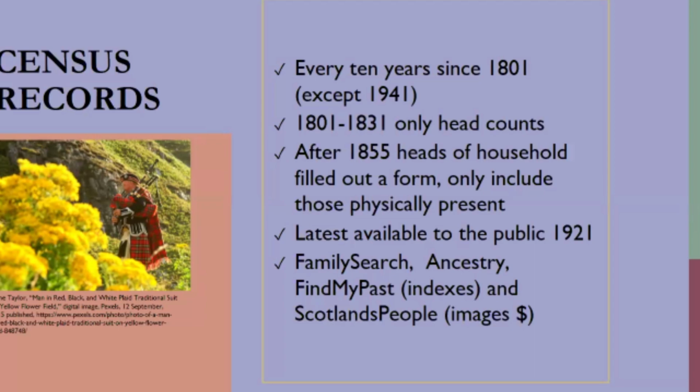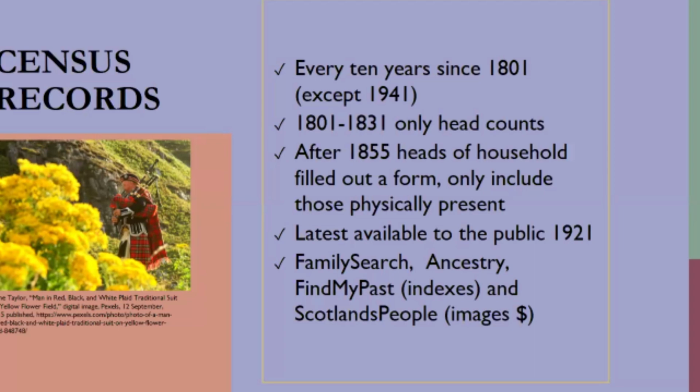After 1831, they at least started listing the head of the household, and then by 1851, they started listing everybody in the household. By 1855, instead of somebody going from door to door taking the information, they would deliver a form to the head of the household, and he was supposed to fill it out and return it by a certain time period. So the day he would do that, the only people he could put on that particular sheet was the people who were physically there in the house.